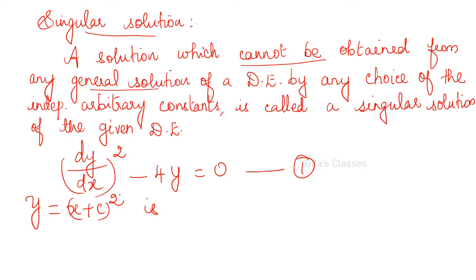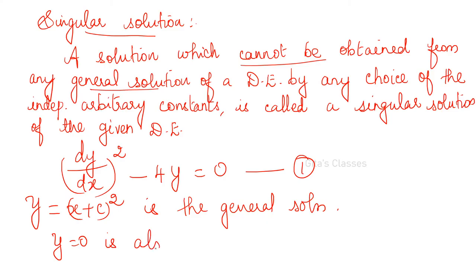This is the general solution. When will you say that it is a general solution? Only one constant c is there. What is the order of the differential equation? 1. Therefore, it is called the general solution, right? So (x plus c) the whole squared is the general solution. But y is equal to 0 is also another solution of equation number 1. But can you derive y is equal to 0 from the general solution? No. For any c value, will it become 0? No. Okay.